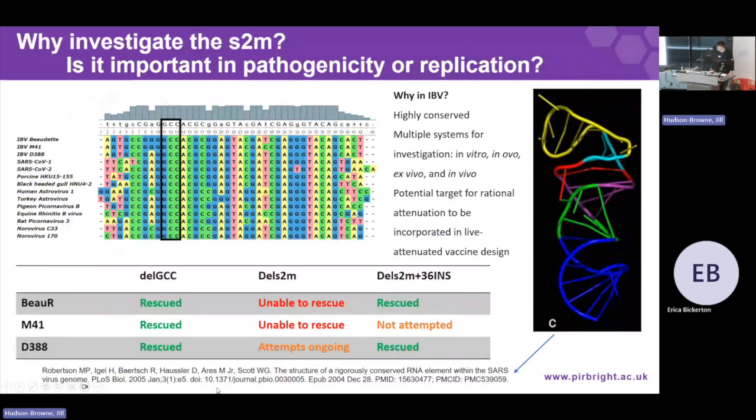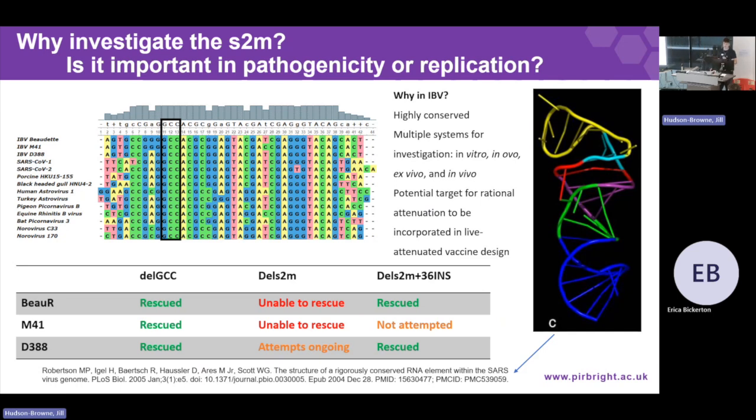The s2m is an RNA structure that's found in the 3' UTR of many positive sense RNA viruses belonging to the Coronaviridae, Astroviridae, Picornaviridae, and Caliciviridae. As you can see by this alignment, representing many viruses from these families that harbour an s2m, the sequence is very well conserved between these viruses and therefore may have an important role in various viral processes.